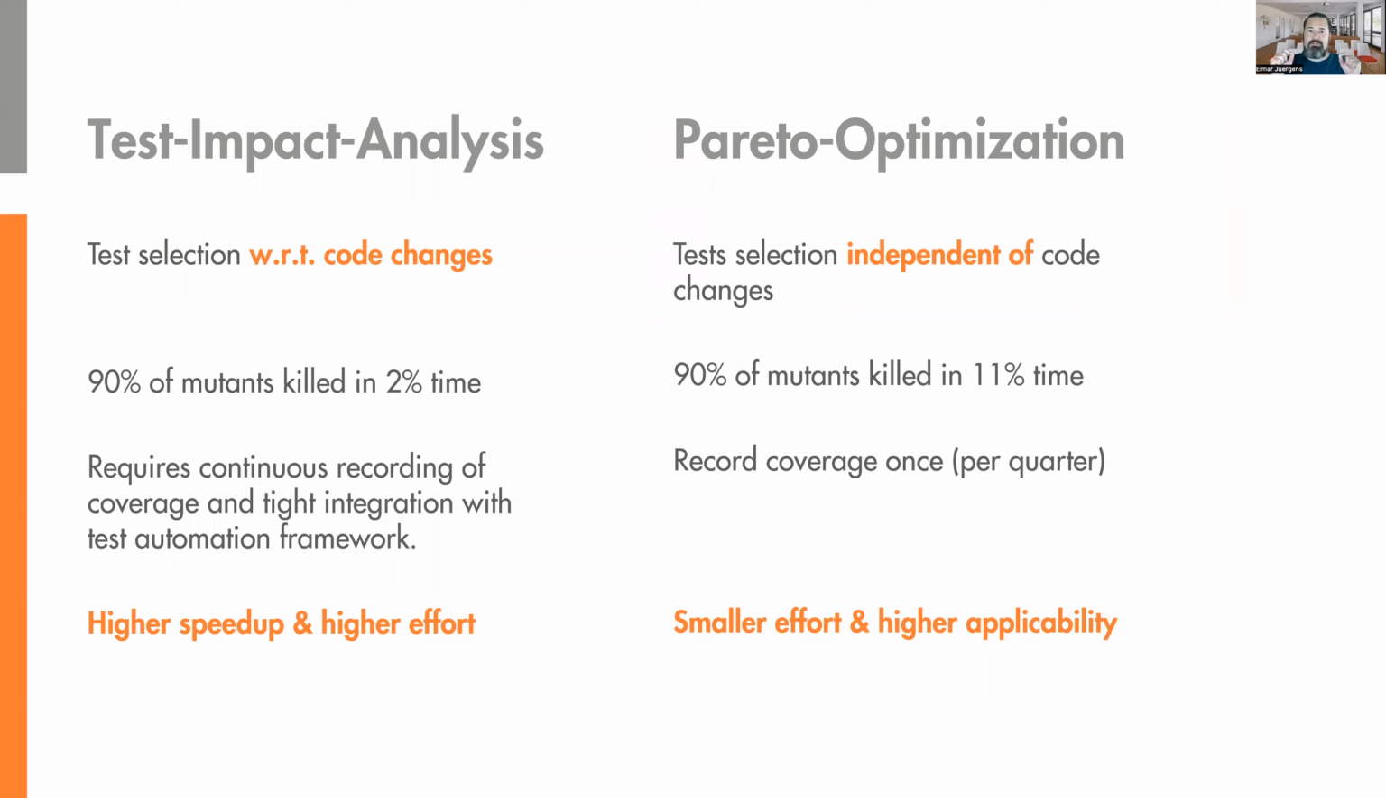Both approaches are valid on a cost-benefit spectrum. Test impact analysis has the better results, but is more costly. And Pareto optimization has not as good results, but is much cheaper to apply. For test impact analysis, we found 90% of the mutants. That means 90% of the bugs we injected or the bugs we found in the open source system in 2% of the time it takes to execute the entire test suite. For Pareto optimization, we required 11% of the time to find 90% of the mutants.